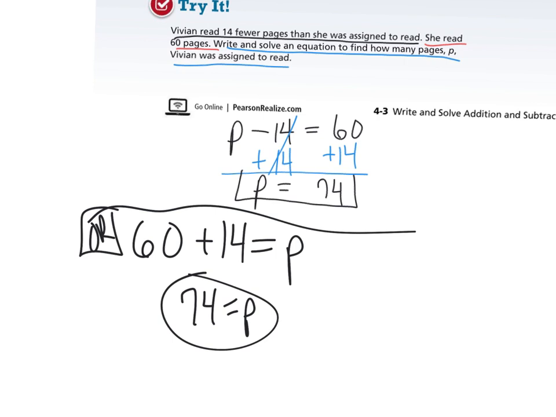So this gives you a little bit of an idea of how to write and solve addition and subtraction equations, and there is a second video that goes along with this lesson as well. You can watch for some more examples.